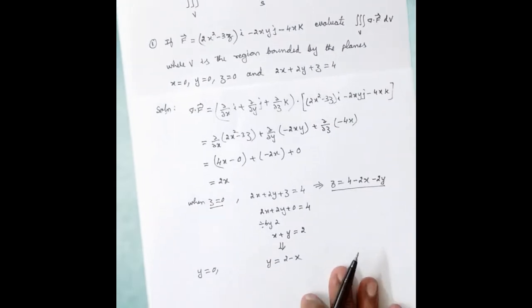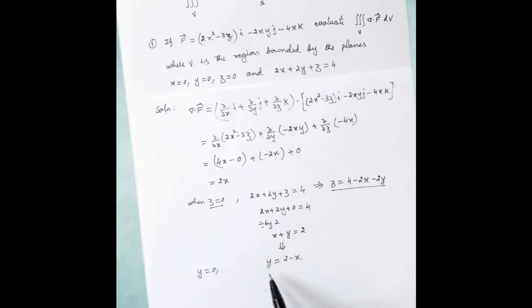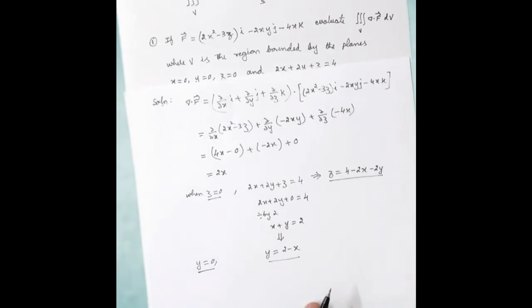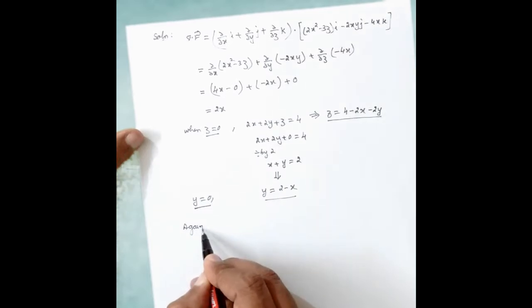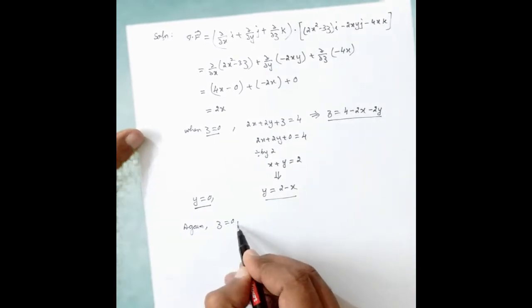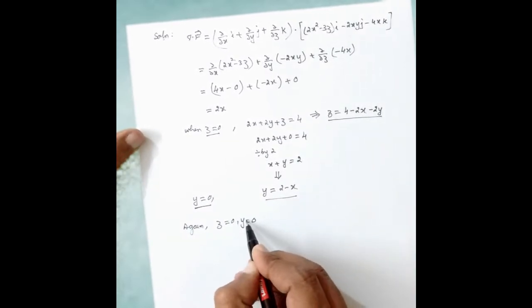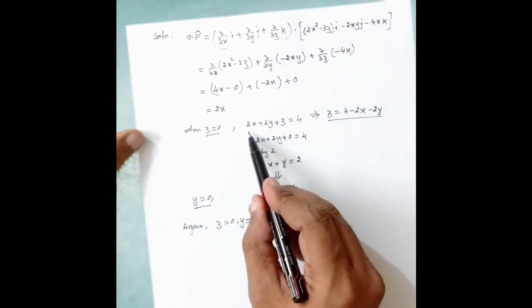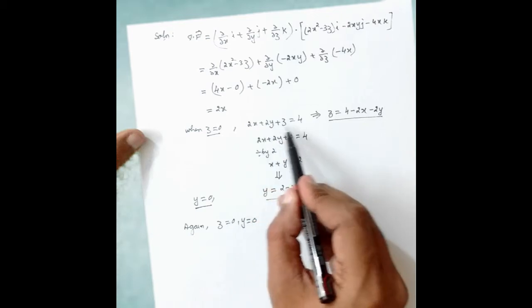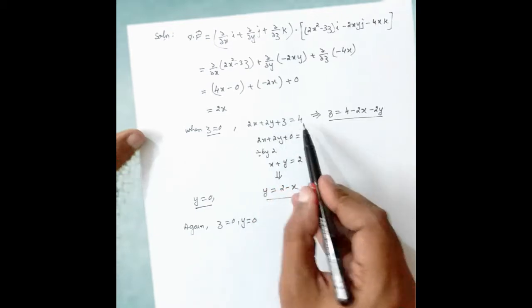minus 2y. To get y, I have put z as 0, I have got y to be 2 minus of x. So the range value for y will be 0 to y is equals to 2 minus of x. Again, if I put z to be 0 value and y to be 0 value, because I want to get the value of x, therefore I am taking z as 0, y as 0 in this plane. 2x plus 2y plus z is equals to 4.